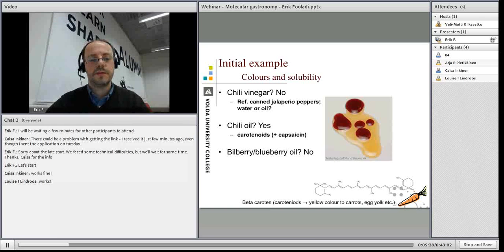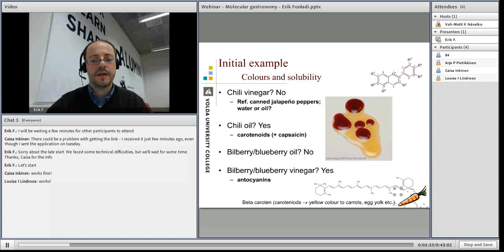What about the blueberries? Can you make it oil? The color compound from blueberries, the anthocyanins, many of these R's here are OH groups, hydroxyl groups. So these compounds are typically water soluble. So if you try to have the blue color of the blueberries into oil, it would not dissolve in the oil. It would stay in the water. So you can't make a blueberry oil, but you can make a blueberry vinegar.